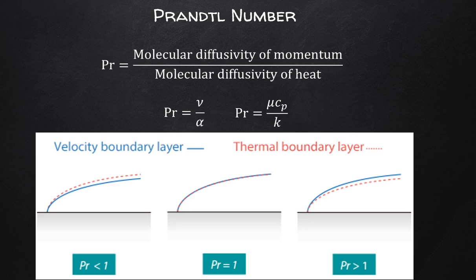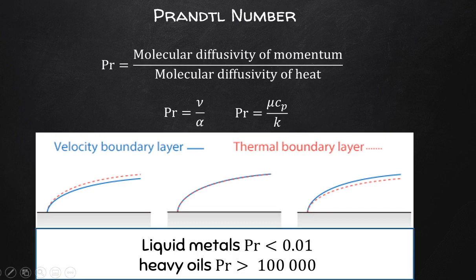For fluids with Prandtl numbers larger than 1, convection typically dominates, whereas for Prandtl numbers less than 1, conduction will be the dominant mechanism of heat transfer. For example, metals would have much lower Prandtl numbers, while large molecules like those found in heavy oils would have very large Prandtl numbers, exceeding 100,000.